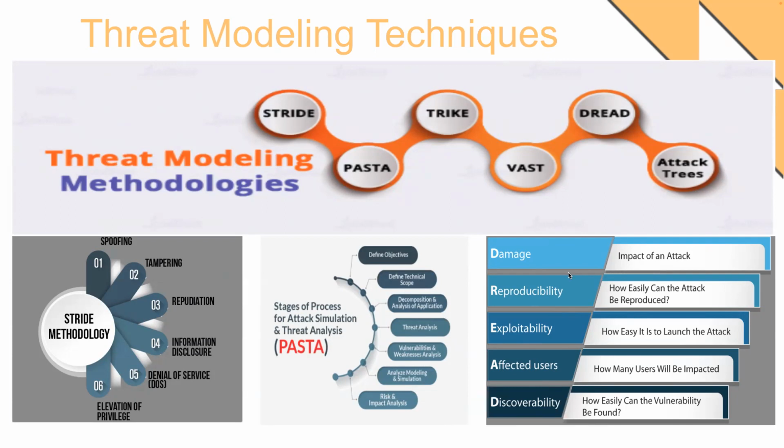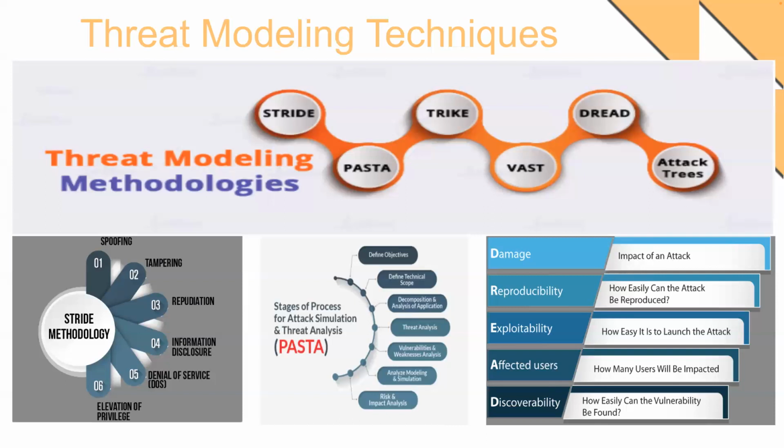And the DREAD model is kind of damage, reproducibility, exploitability, affected users, and discoverability. So damage is the impact of an attack, how severe it is. Reproducibility, how easily can the attack be reproduced. Exploitability, how easy it is to launch the attack. Affected users, how many users will be impacted. Discoverability, how easily can the vulnerability be found, right? So if you talk about STRIDE, how STRIDE works, what it is all about.